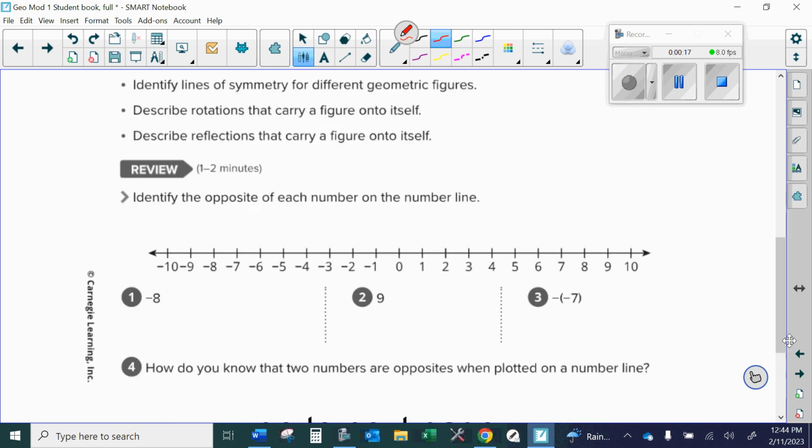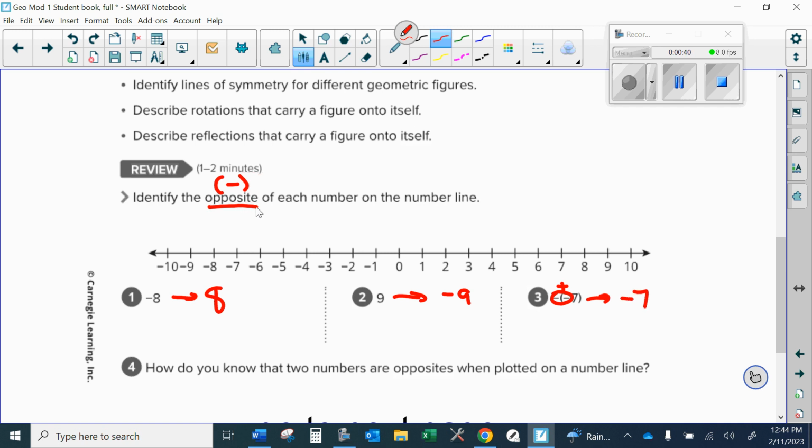Okay, quick review. Identify the opposites of each number. Opposite, another word for that is a negative. You multiply whatever number it is by -1 or take the opposite sign. Opposite of -8 is +8. Opposite of 9 is -9. And the opposite of 7 is -7.